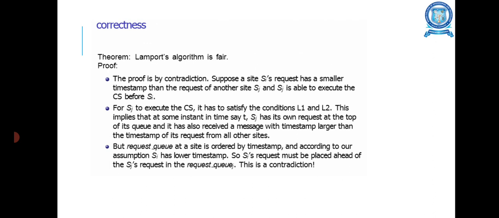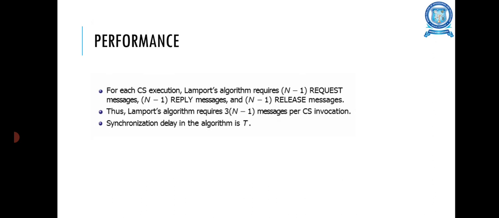The next theorem is that Lamport's algorithm is fair. This is also a proof by contradiction. For Si to execute the CS, it has to satisfy the two conditions L1 and L2. This implies that at some instant, Si has its own request at the top of the queue and has also received a timestamp larger than its own request's timestamp. But requests are ordered by timestamp, and according to our assumption the other request has a lower timestamp, so that request must be placed ahead of Si's request in the request queue. This is a contradiction.